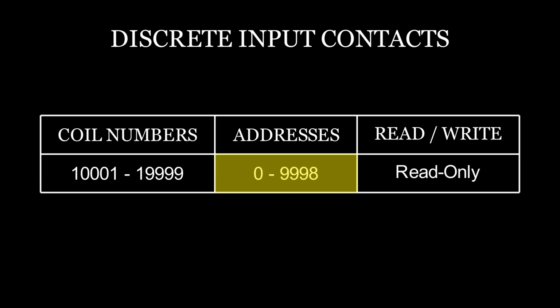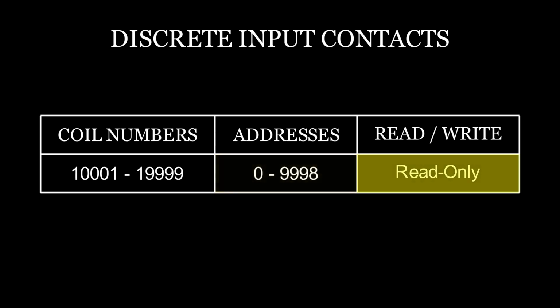Please note the ranges of the numbers and the address given. These are input values. They are read-only because we have no control over their value. The discrete input contact numbers, or the addresses, or both, can be given.